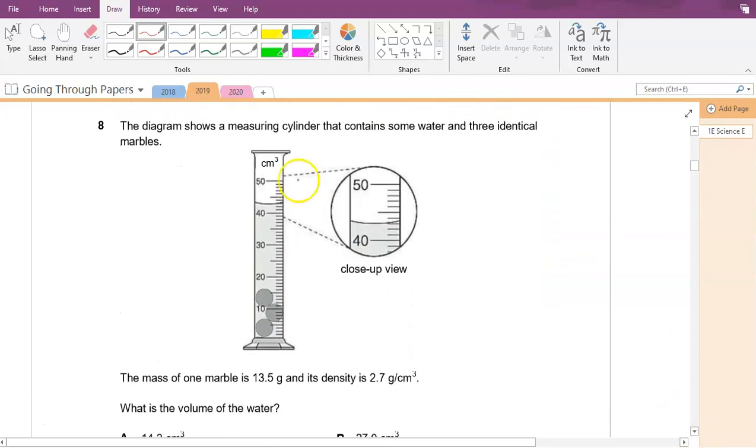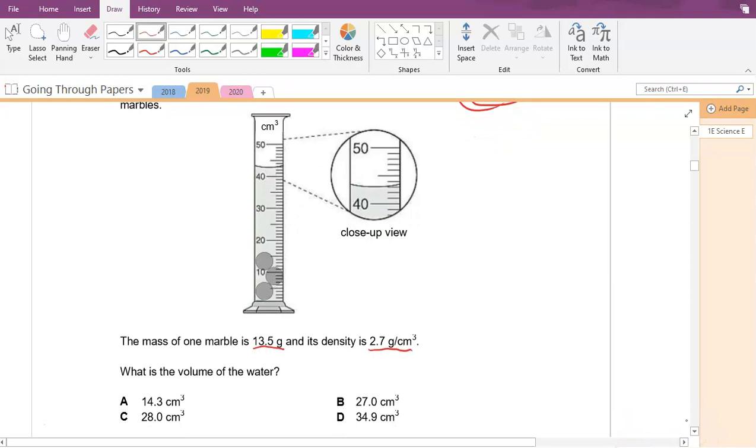Next, question 8. The diagram shows a measuring cylinder that contains some water and 3 identical marbles. So take note, it's 3 identical marbles. The mass of one marble is 13.5 grams and its density is 2.7 grams per cm3. What's the volume of water? Let's first take a look at this. Normally when we read the measuring cylinder, we use the lower meniscus, which is this line over here. Hence the reading will be 40, 41, 42, 43 cm3. So that's the volume of the water plus 3 marbles.